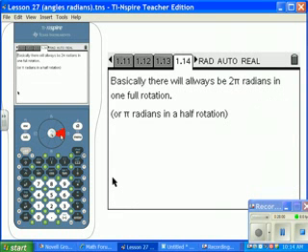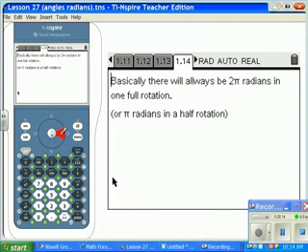Okay, so basically what this is saying, and what I need you to remember, is that in one full rotation, which is how many degrees? 360. That's going to be 2 pi radians. Okay? So 360 degrees, I'd like you to write that. 360 degrees is going to be the same thing as 2 pi radians. So 2 pi's is going to be 360. So what do you think 180 is going to be? 1 pi. What do you think 90 is going to be? Half a pi, pi over 2. Make sense?